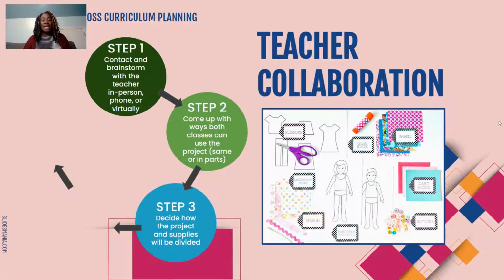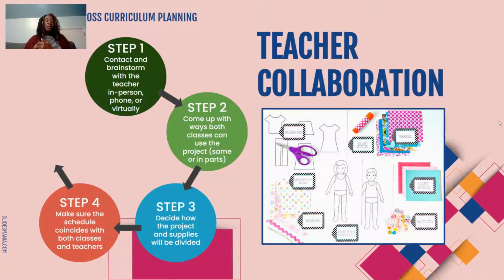The third step would be to decide how the project and the supplies will be divided. Who's going to provide the supplies? Who's going to create the assignment? Is it going to be 50-50? Are you going to create the art portion or both portions and the other teacher provide the supplies? So that's up to you and the teacher to decide who's going to provide what.